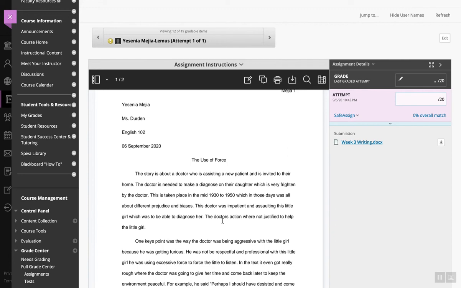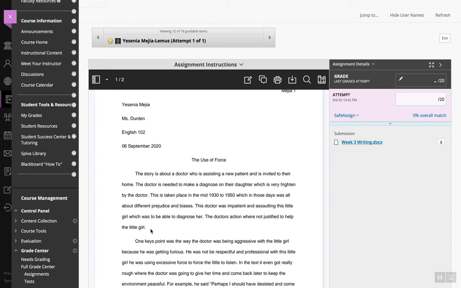So then you say the doctor's actions, and I think you mean were not justified to help the little girl. What you're missing here is the reason why, right? So you need the because. So the doctor's actions were not justified because why? Why weren't they justified? What did he do that was inappropriate or wrong, right?